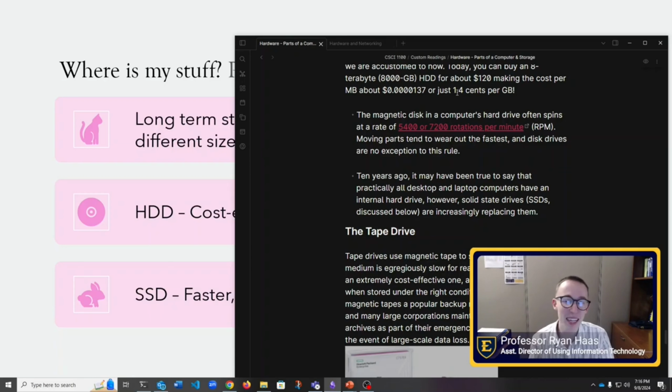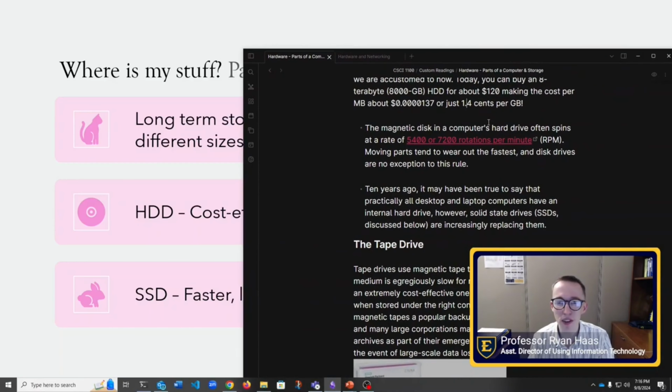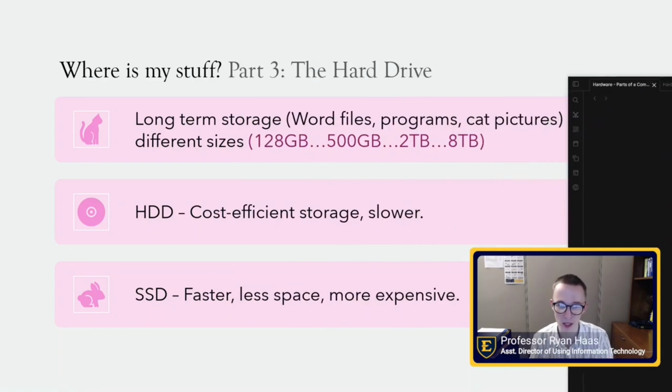A magnetic disk is what is actually making this work. So a hard disk drive has this spinning magnetic disk, and it's spinning at a rate of 5,400 or 7,200 rotations per minute. Moving parts tend to wear out the fastest, and disk drives are not an exception to this rule. And because it requires that spin, it's a lot slower than this other storage medium we're about to talk about.